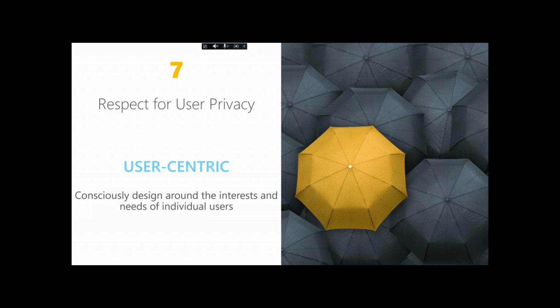Lastly, keep the focus on the data subjects and keep them top of mind throughout the project. Remember, data subjects have the greatest vested interest in the management of their personal data.